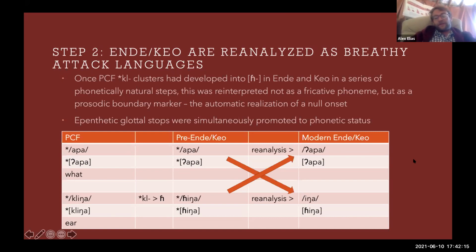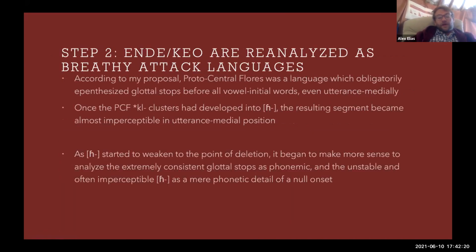So that's how I propose the switch happened. But why would this happen? That's a very valid question. Why wouldn't they be just happy with a voiced H-like segment? Well, in my proposal, Proto-Central Flores was a language which obligatorily epenthesized glottal stops very, very consistently. And so once these KL clusters developed into a voiced H, that segment was almost imperceptible utterance medially. So as this voiced H started to weaken to the point of being deleted, it began to make more sense synchronically to analyze the very consistent and stable glottal stops at all word boundaries as phonemic, and this unstable and often imperceptible voiced H as just a phonetic detail of a null onset.